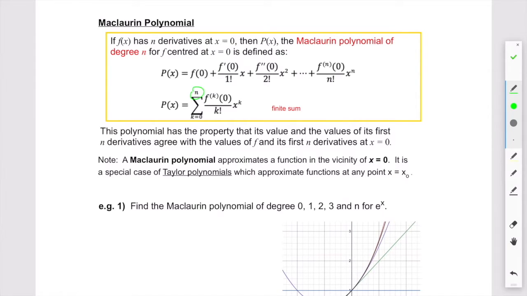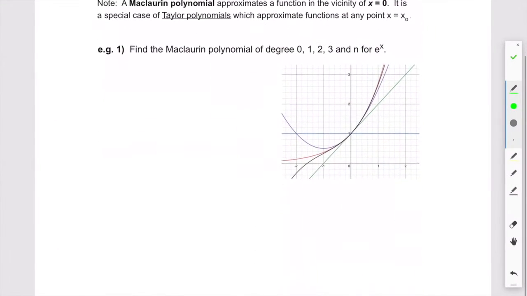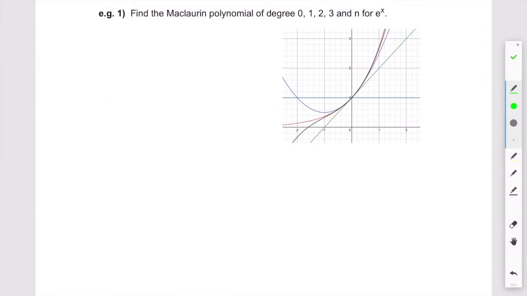As a side note, a Maclaurin polynomial approximates a function always near x equals 0, near the origin. It belongs to a bigger family of polynomials known as the Taylor polynomials that some of you may encounter in your university studies. So let's take a look at the first example.